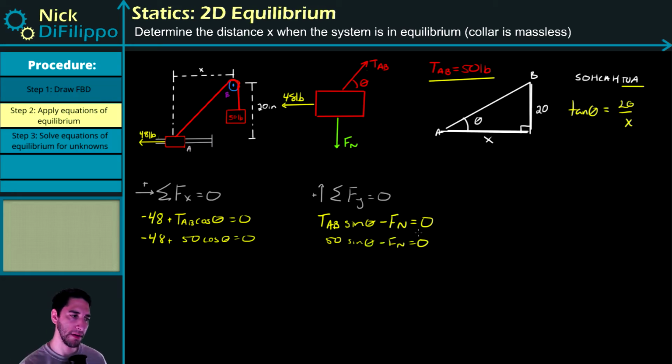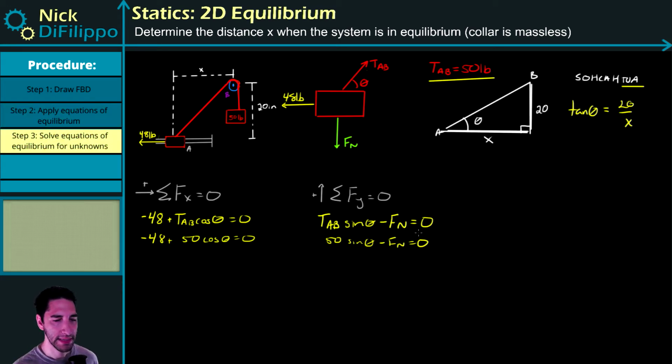So now I've applied the equations of equilibrium. Now let's do step 3. Solve the equations of equilibrium for my unknown values. In this case, I don't know what theta is. I don't know what my normal force is. It looks like I'll be able to solve for theta right here. Solve that equation for theta. I could figure out what my normal force is, and I will, even though the question's not asking for that. Now, once I have theta, I can also plug it into this equation right here and figure out what that distance x is.